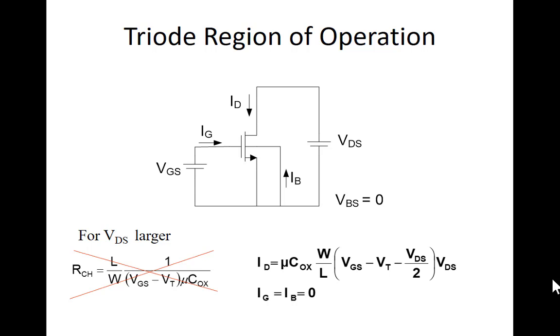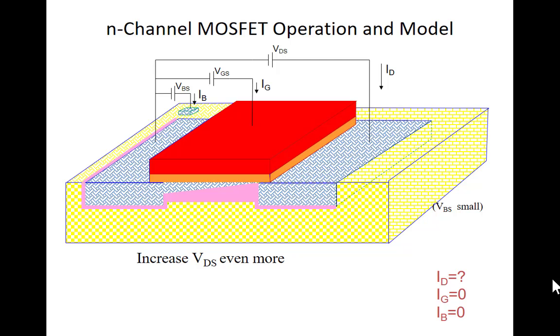It applies in deep triode, and it applies until you make the drain to source voltage big enough that the channel pinches off. And that's what happens here. Okay? If you increase the drain to source voltage more, nothing happens in here. The device saturates and the current stays constant. And it stays constant at the value that we had when it pinched off. You're going to have to wait till Monday to find out what that value is.